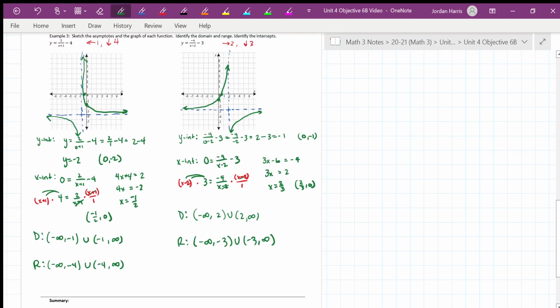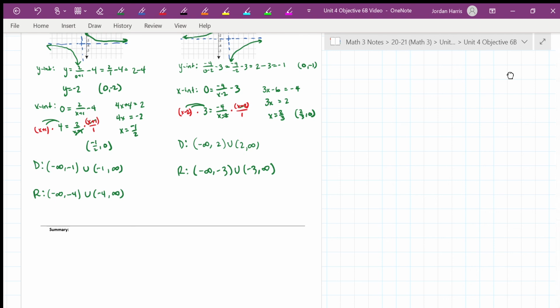Okay, so when you're answering your essential question and writing your 3-sentence summary, focus more on these last 2 graphs we did. What did that number on top, the bigger number on top, do, and what did that negative do? Explain that. Okay, write your 3-sentence summary.